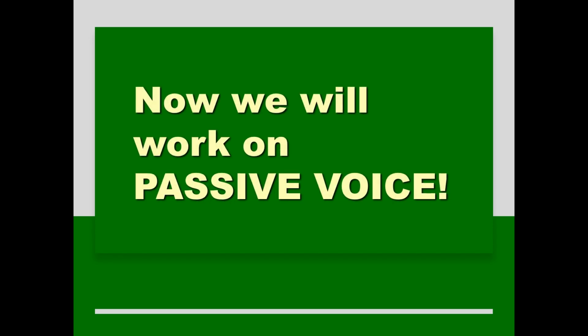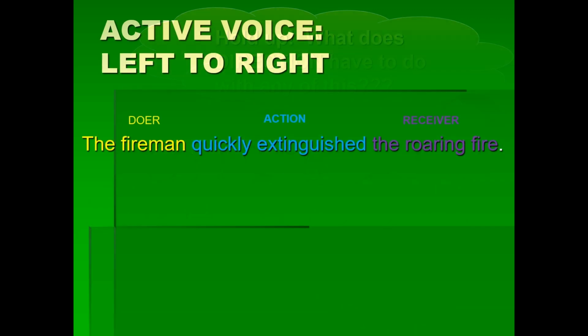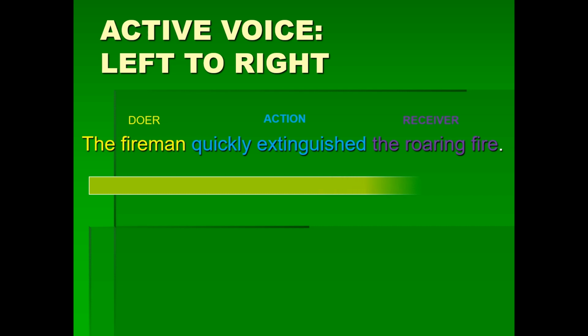Now let's look at the flip side. We're going to look at passive voice. You're probably thinking, hold up, what does direction have to do with any of this? Well, since you've asked, active voice moves from left to right. Let's take a look at the sentence that we were just talking about. The fireman quickly extinguished the roaring fire. Notice that the subject, the fireman, is at the beginning of the sentence. Quickly extinguished is the action that's next, and then the roaring fire, that's the receiver of the action. The direction of the action moves from left to right.